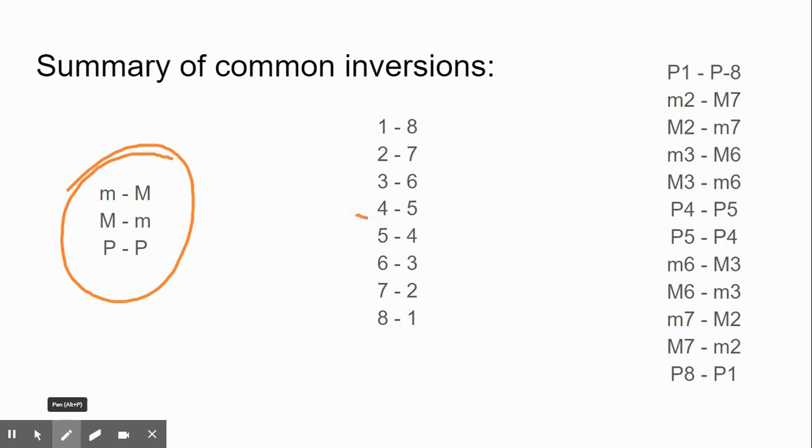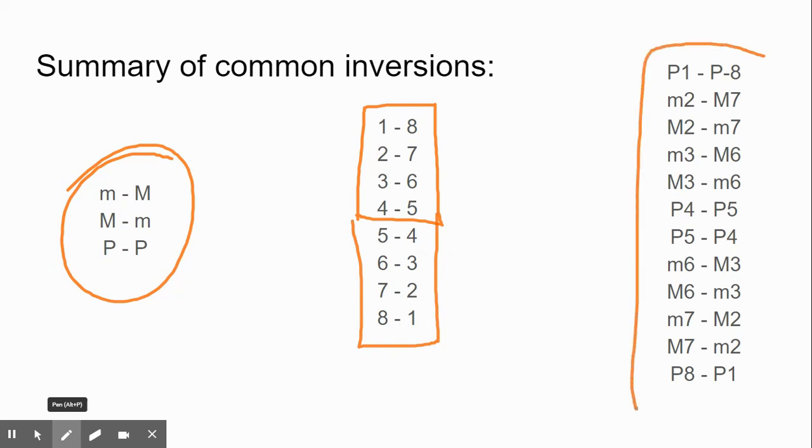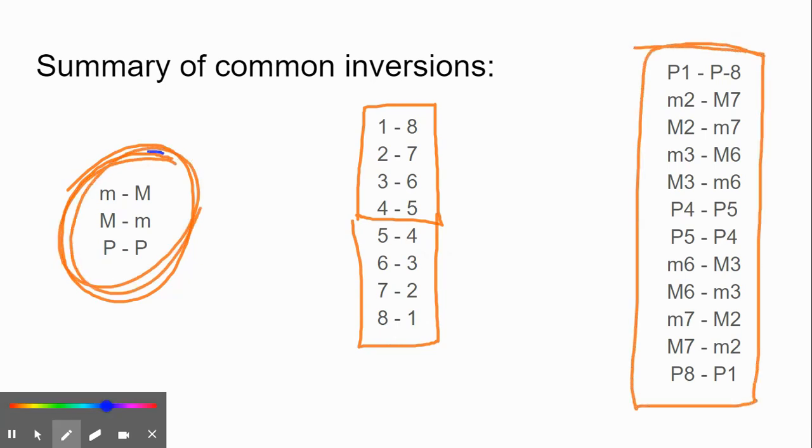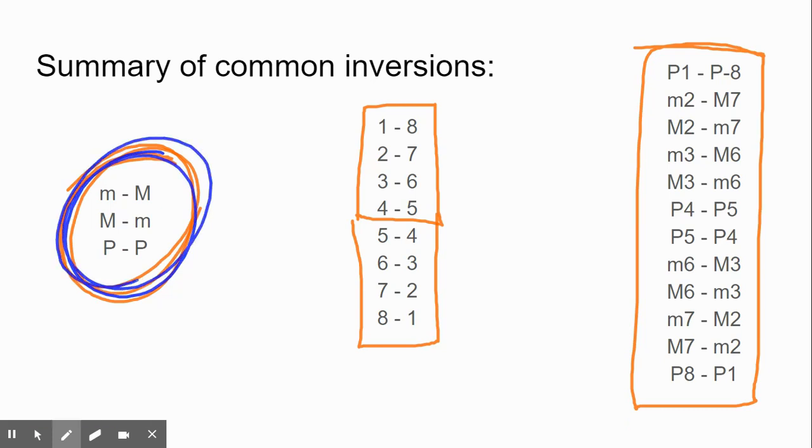And basically this half, 1, 8, 2, 7, 3, 6, 4, 5, those are inversions. This is the same thing upside down. And this is just all the ones we've talked about. But if you remember this and just either set of these, you've got it. Those are your inversions. And you can do it on a keyboard and figure it out.